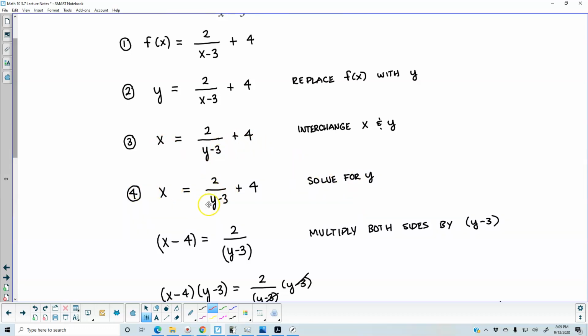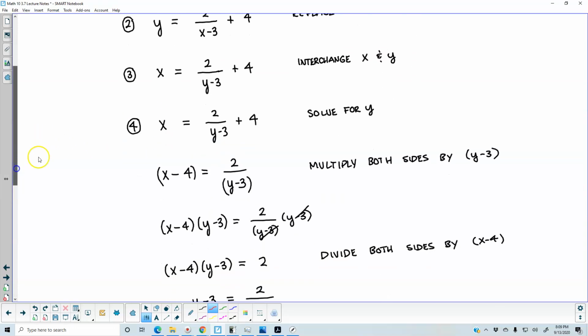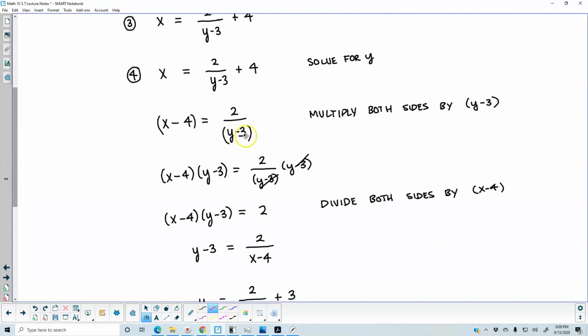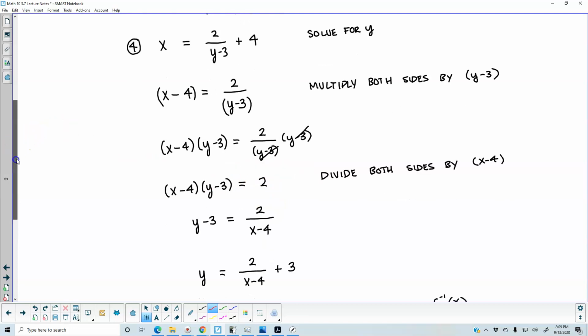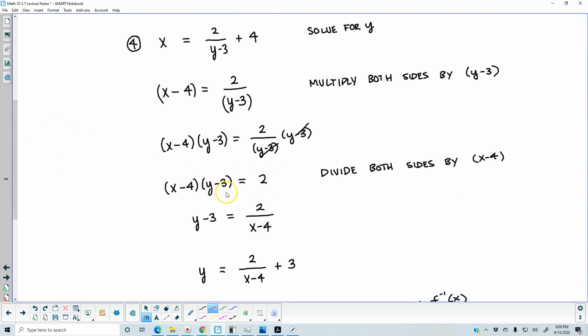We want to get y by itself, so we can see that y is now in the denominator. The first thing we want to do is subtract 4 from both sides. So we have x minus 4, which is equal to 2 over y minus 3. Now, if you look at the denominator, the LCD is y minus 3. So we can multiply both sides of the equation by y minus 3. So we end up with x minus 4 times y minus 3, which is equal to 2.